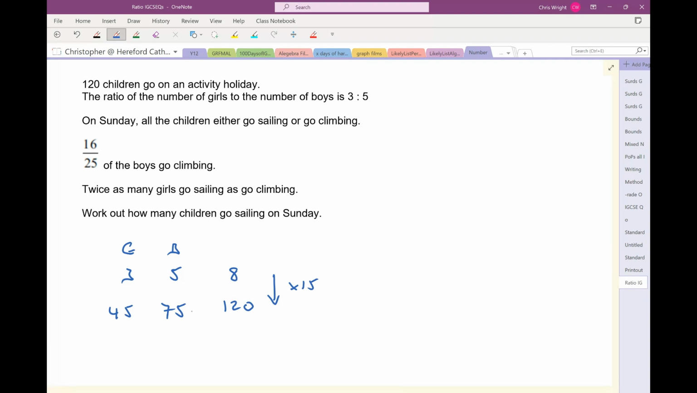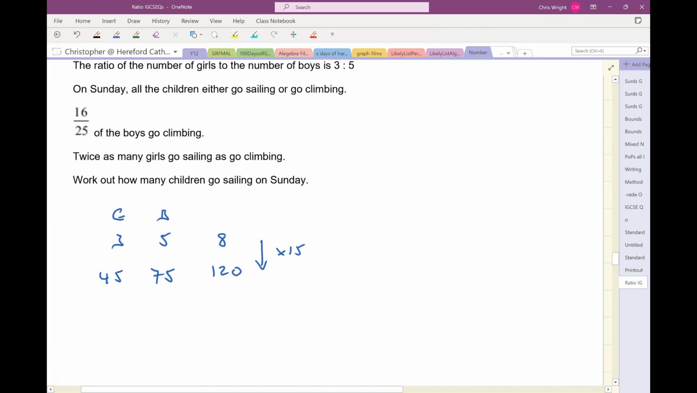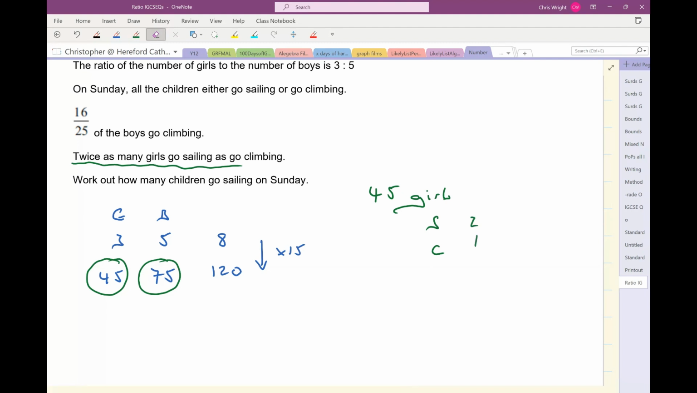Okay. So, wait a minute, sailing and climbing. Right, we know we've got 45 girls and 75 boys, right? So let's do the 45 girls first. Now what does it say about the girls? Twice as many girls go sailing as go climbing. 45 girls and twice as many go sailing as they do go climbing. So that's 2 to 1, isn't it? So I'm going to have to split the number of girls into 3. So we'll have a third of them going climbing and the rest of them going sailing.